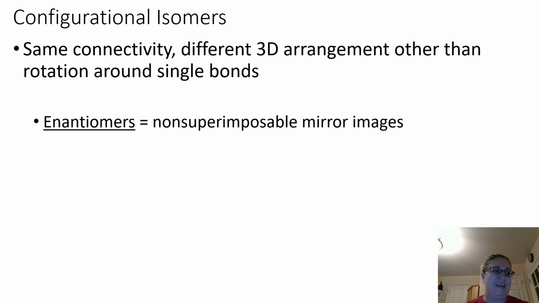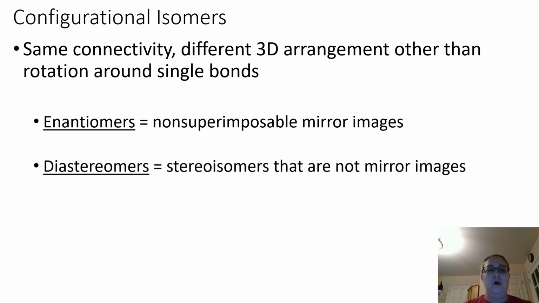The first one is going to be an enantiomer. And enantiomers are non-superimposable mirror images of each other. We're also going to talk about diastereomers. Diastereomers are stereoisomers that are not going to be mirror images.